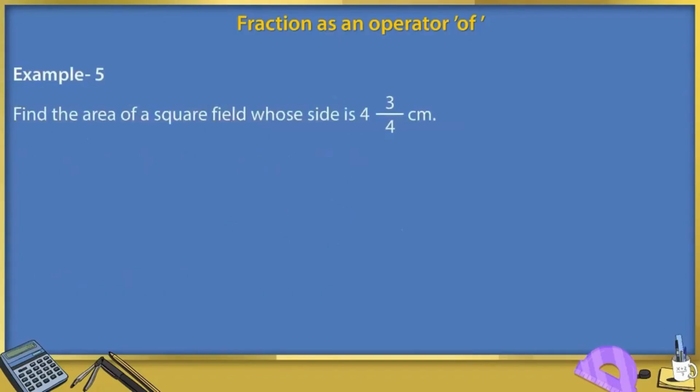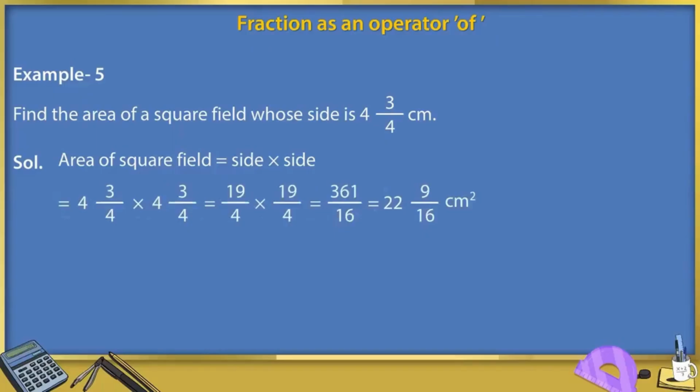Example 5. Find the area of a square field whose side is 4 and 3 by 4 centimeter. Solution. Area of square field is equal to side into side, which is equal to 4 and 3 by 4 into 4 and 3 by 4, which is equal to 19 by 4 into 19 by 4, which is equal to 361 by 16, which is equal to 22 and 9 by 16 centimeter square.